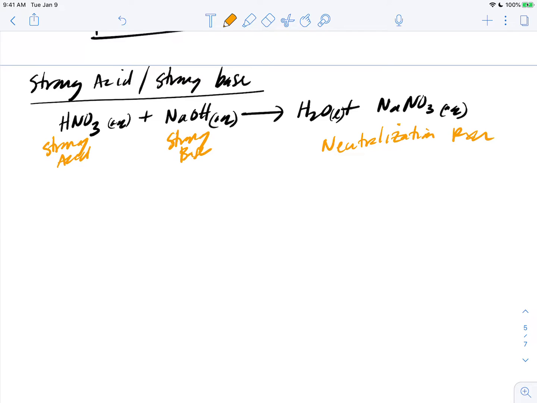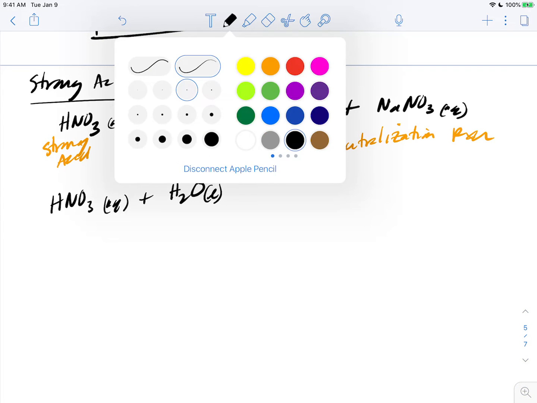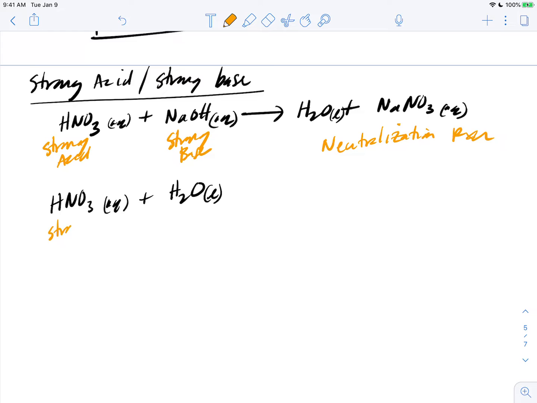Okay, well, let's just change the base. So let's do HNO3, so still a strong acid. And let's just react it with a weak base, which is water. So water, so if I write this out, this is our strong acid, still strong acid. Now this is our weak base. When I say weak base, it is the weakest base, very weak, and I'll show you that in a sec. And in this particular case, the arrow will still be one direction.